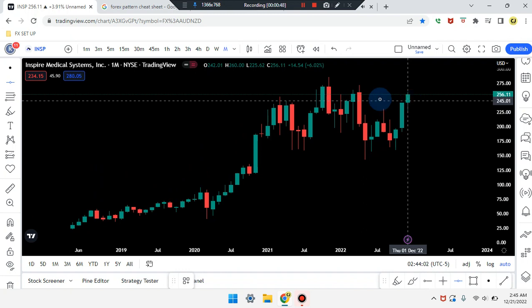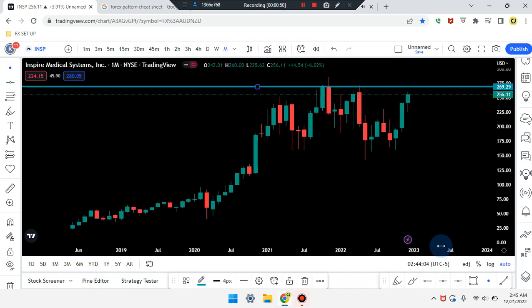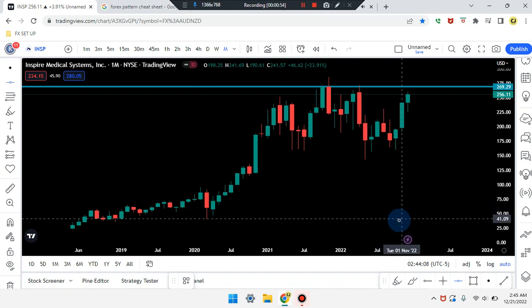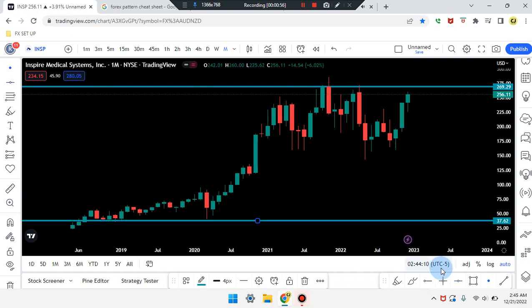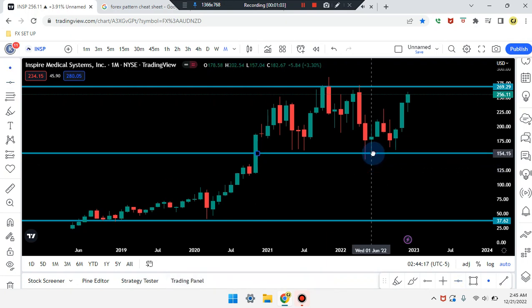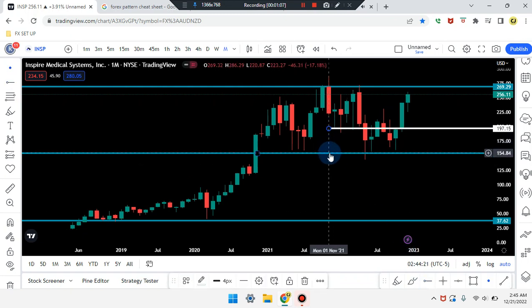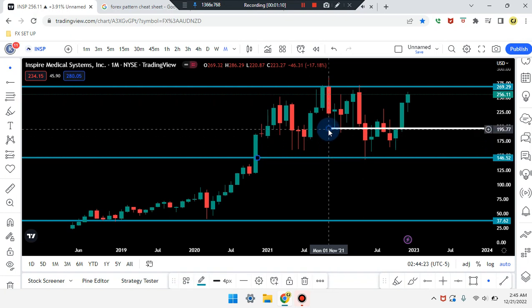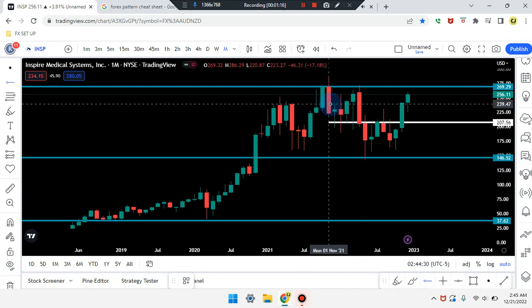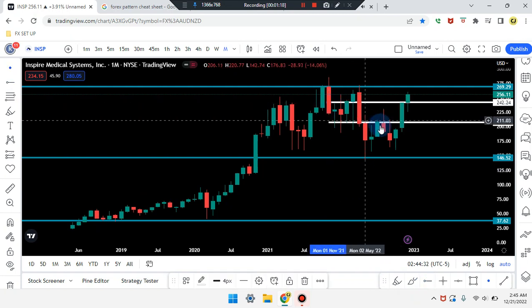Overall we do have price action making higher highs. We also have price action making lower lows, the midpoint, also adding second level highs, and also adding third level highs.